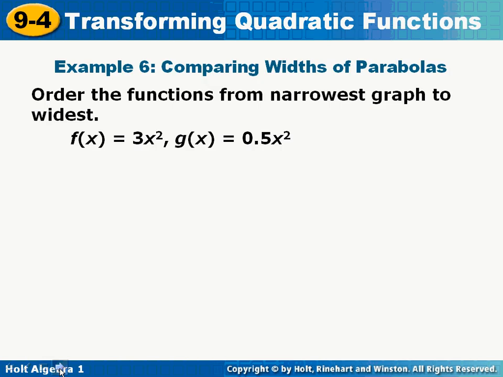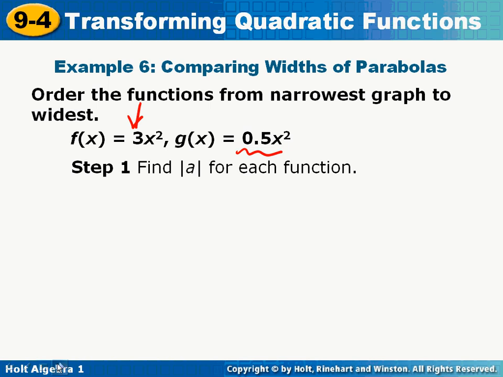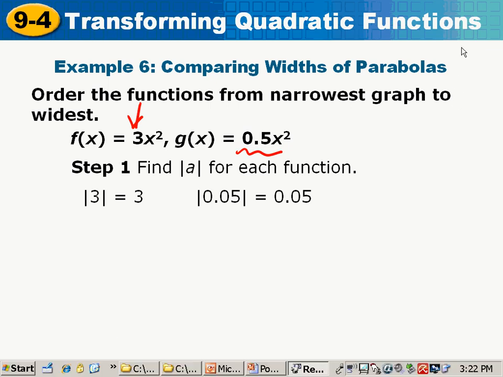All right, let's look at these. We need to order these two from the narrowest to the widest. If it has a number in front that is larger than 1, it is going to make the quadratic function skinnier or more narrow. And 1/2 x squared is going to make it a little bit thicker. So first thing we're going to do, it says to find the absolute value of the number because the negative would not really matter as far as the width is concerned.